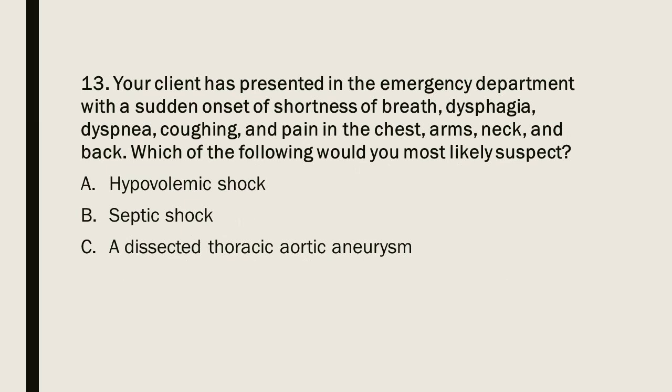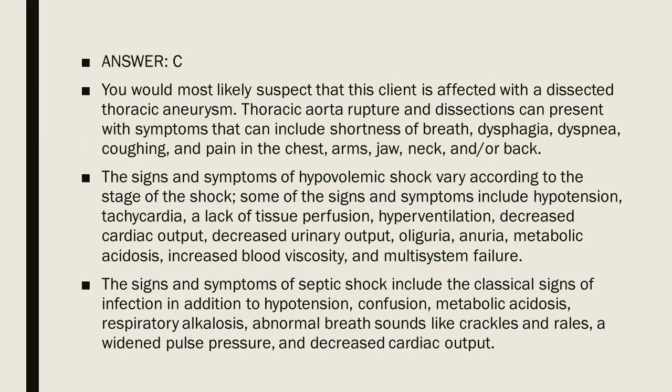13. Your client has presented in the emergency department with a sudden onset of shortness of breath, dysphagia, dyspnea, coughing, and pain in the chest, arms, neck, and back. Which of the following would you most likely suspect? Hypovolemic shock, septic shock, a dissected thoracic aortic aneurysm. Answer, C. You would most likely suspect that this client is affected with a dissected thoracic aneurysm.